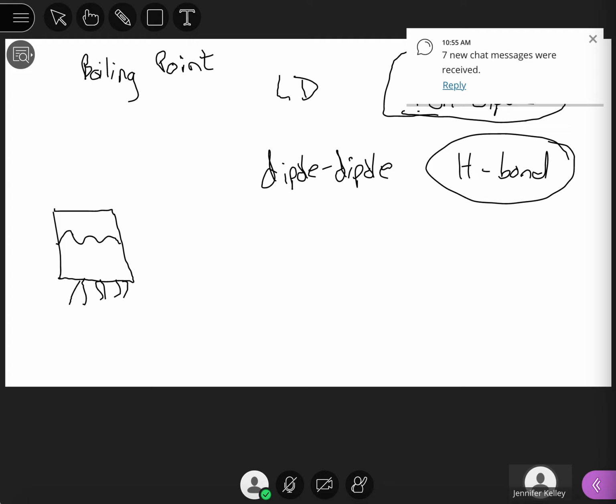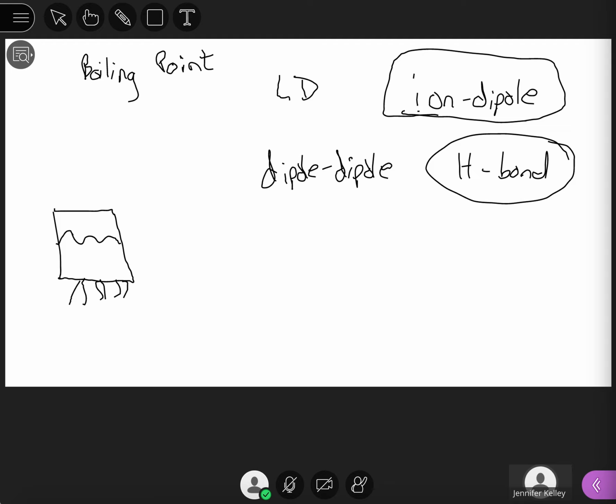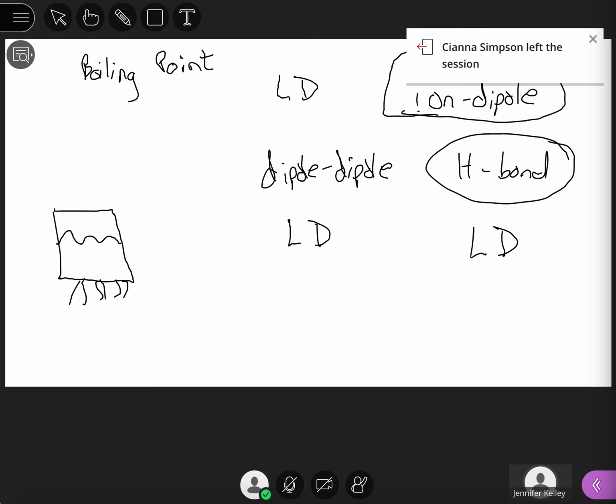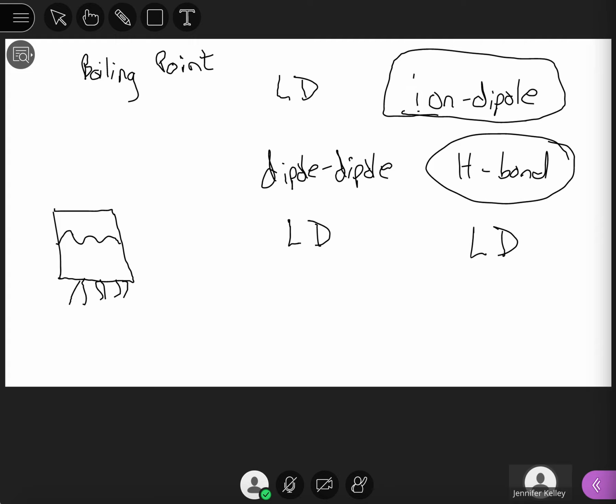Now, sometimes they want to compare things that just have the same kind, like something that has London dispersion forces and something else with London dispersion forces. In that case, you're going to look at two things. You're going to look at the size of the two compounds, and the one that's bigger has more surface area, so it's going to have more London forces. So if it's big, it's going to have the higher boiling point.